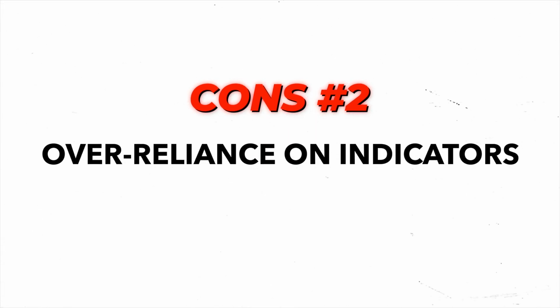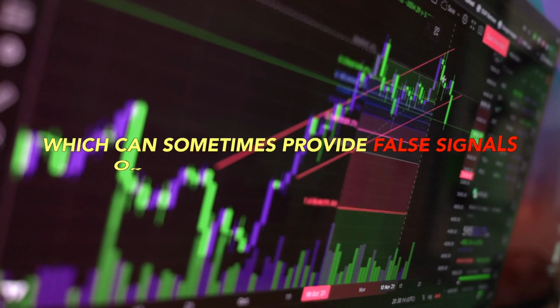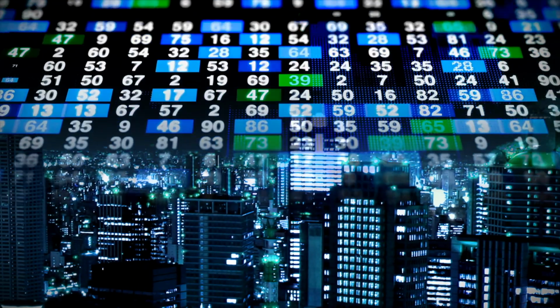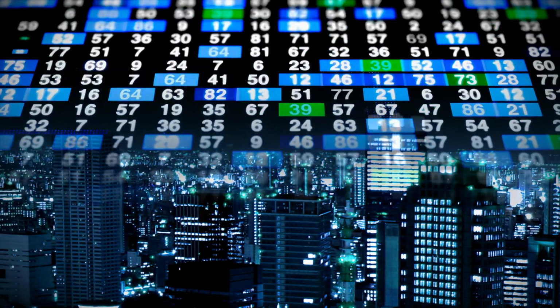The second thing is over-reliance on indicators. Technical analysis can lead to an over-reliance on technical indicators, which can sometimes provide false signals or be subject to manipulation. The third thing is historical data. Technical analysis is based on historical data, which may not always accurately reflect future market movement.